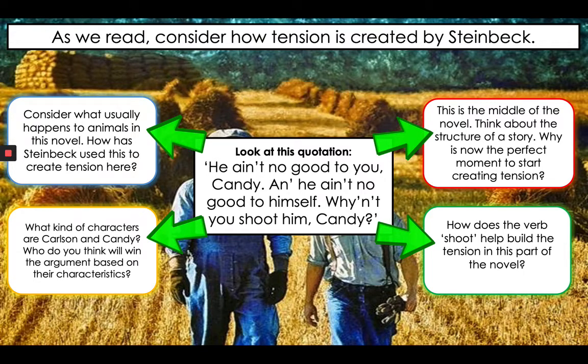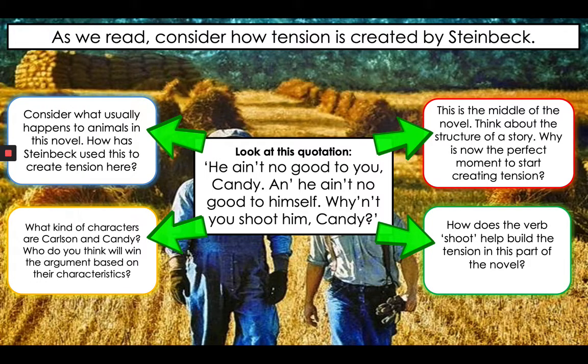So let's have a look at this and think about how tension is being created at this point. So if we start on the left-hand side, if you think about what usually happens to animals in the novel, so think about animals that we've met so far, and how that might add to creating tension. So if you think about things like the mouse that Lenny picked up in chapter 1 because he wanted to pet it, but it was actually killed. So animals seem to have a habit of dying in Of Mice and Men, but also obviously on the ranch they're used for work. But obviously Candy's dog is no longer fit and able to work. So is there a sense of tension created because we know something unpleasant is going to happen to the dog?